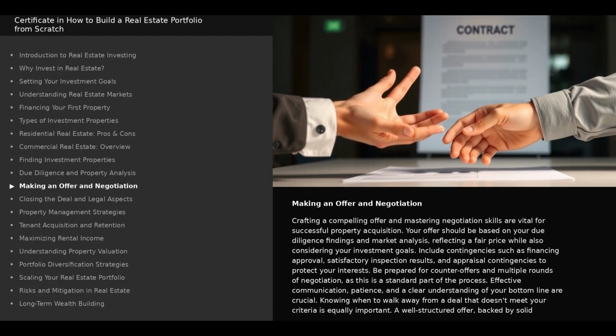Be prepared for counteroffers and multiple rounds of negotiation, as this is a standard part of the process. Effective communication, patience, and a clear understanding of your bottom line are crucial. Knowing when to walk away from a deal that doesn't meet your criteria is equally important. A well-structured offer, backed by solid research, strengthens your negotiating position. Always aim for a win-win outcome where both parties feel satisfied with the terms.